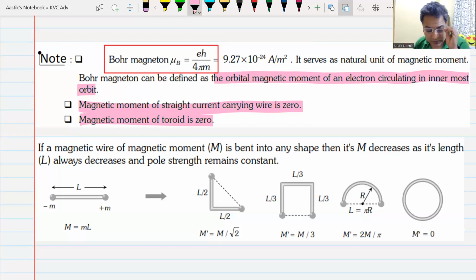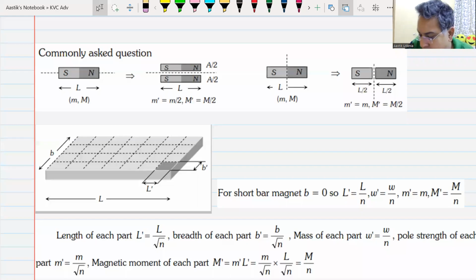And this magnetic dipole moment depends on the length. So if you decrease the length, if you move it in any particular shape, the magnetic dipole moment will change. In first case, the magnetic dipole moment is m into L. In second case, it is m into L by root 2. Do we understand this? Because the length, the distance between the two poles, has changed. Are you getting my point? Yes, sir. These are very important concepts that I'm giving you. Note them down very carefully. Any question can come from here.